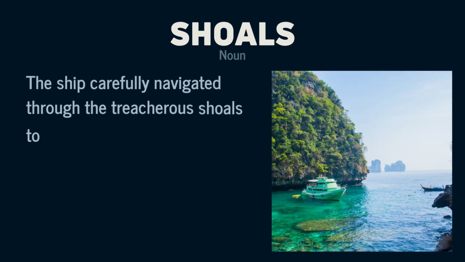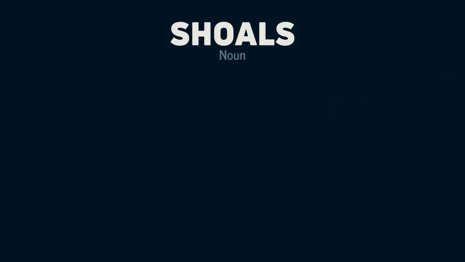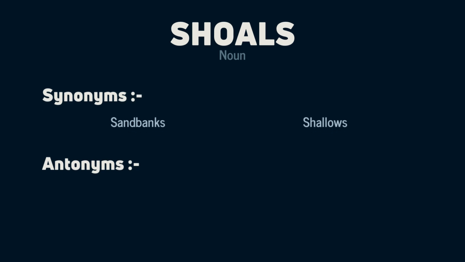उदाहरण के लिए, the ship carefully navigated through the treacherous shoals to reach the port. Means the ship skillfully passed through the shallow and dangerous areas to reach its destination. Think of shoals as shallow areas with hidden obstacles in the water.